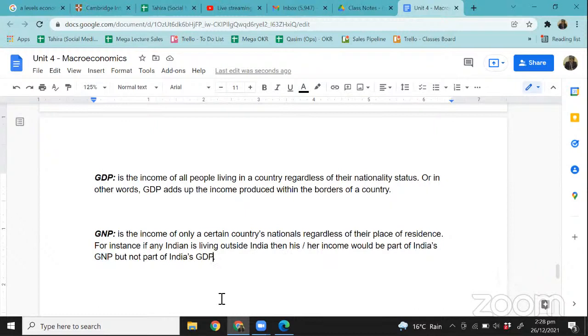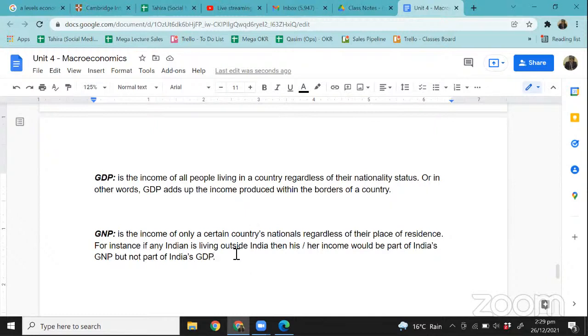So these are the two things that you have to be very careful with. GDP is the income of everyone, whether Indian, not Indian, American, Chinese, British, or whoever is working in India. His or her income is part of India's GDP. Whereas for gross national product, it's only the income of those country's nationals, regardless of wherever they are living.